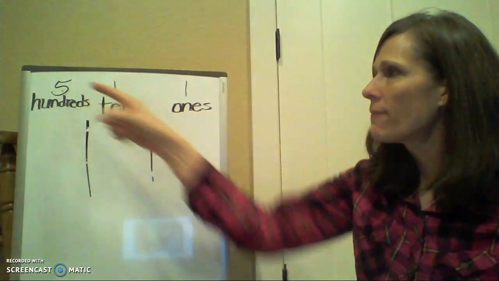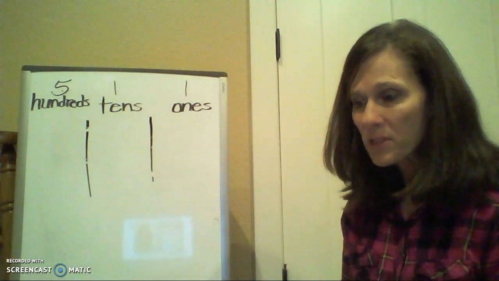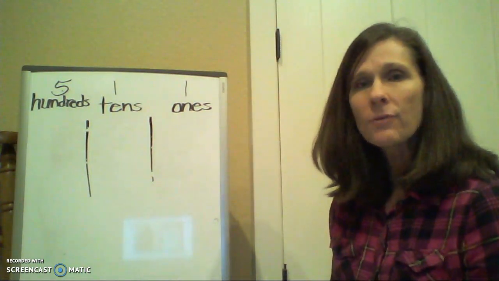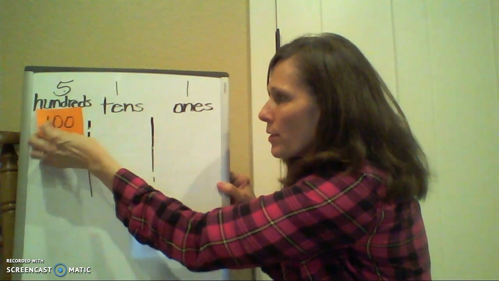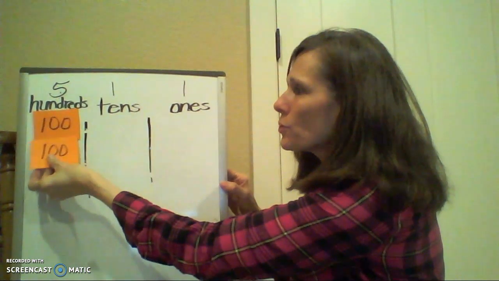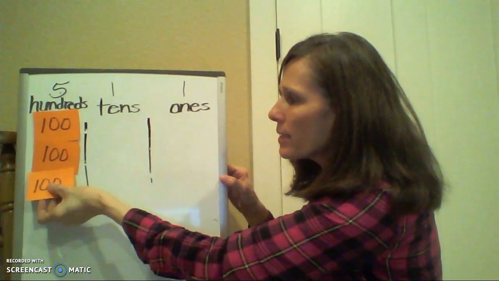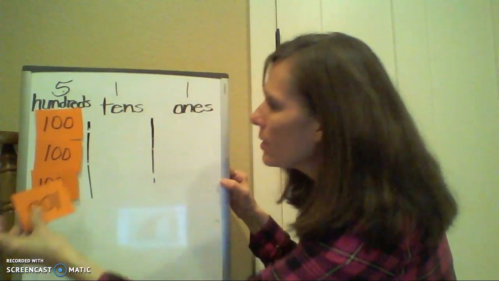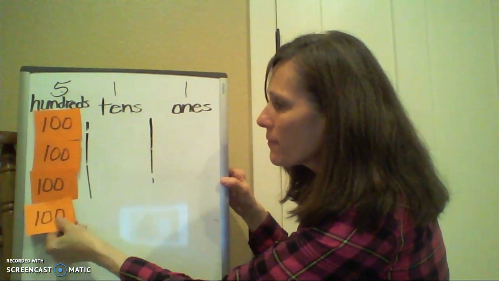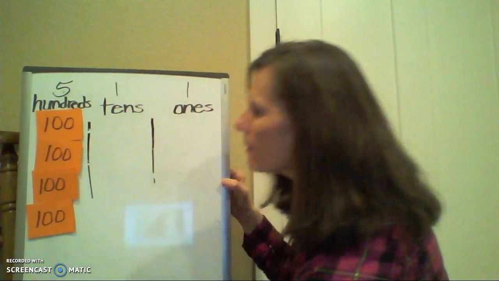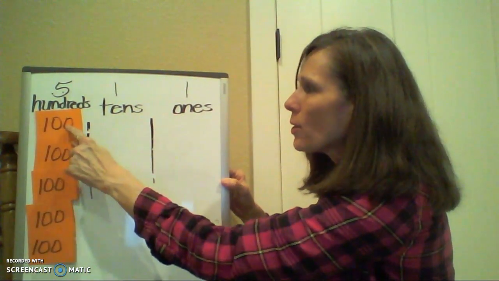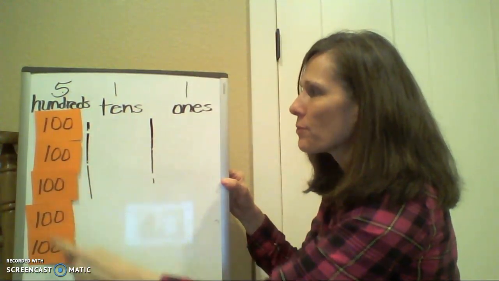Okay, now what does the 5 really mean when it sits in the hundreds place? It means 5 groups of 100. So 1 group of 100, 2 groups of 100, 3 groups of 100, 4 groups of 100, and 5 groups of 100. 100, 200, 300, 400, 500.